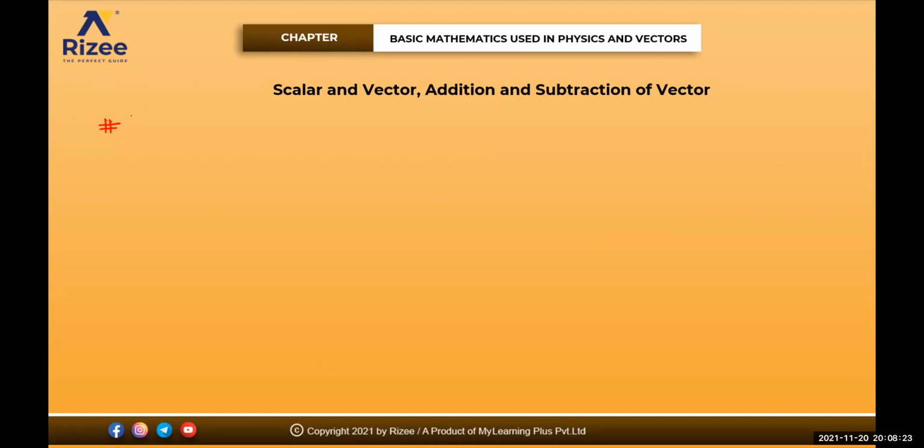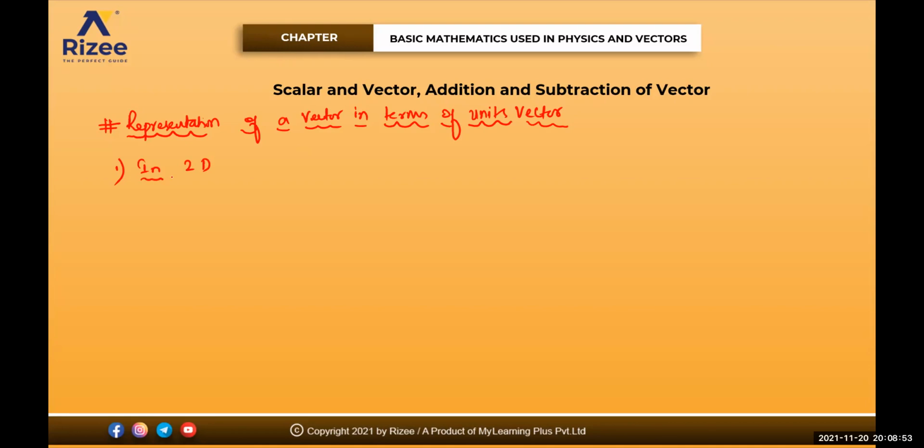Keep the heading: the representation of a vector in terms of unit vectors. Okay, let's see first one, in two dimension.